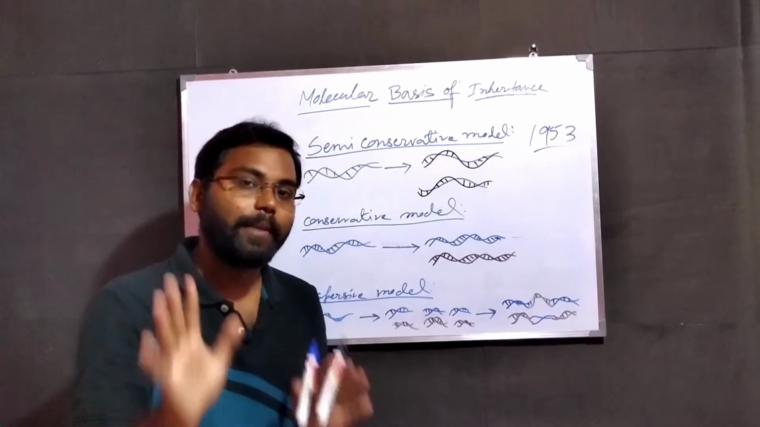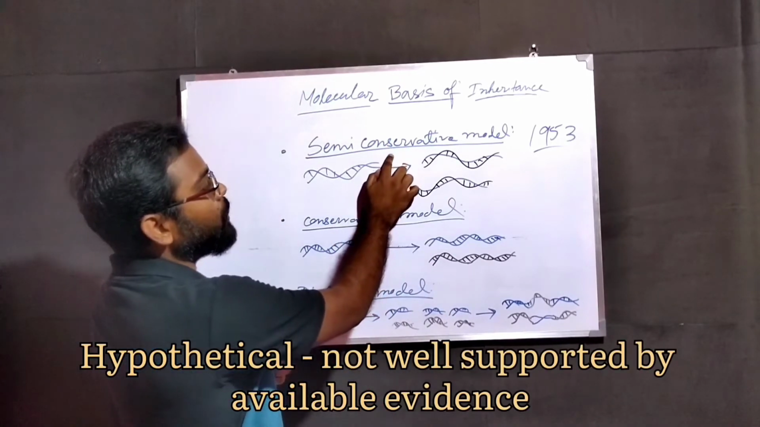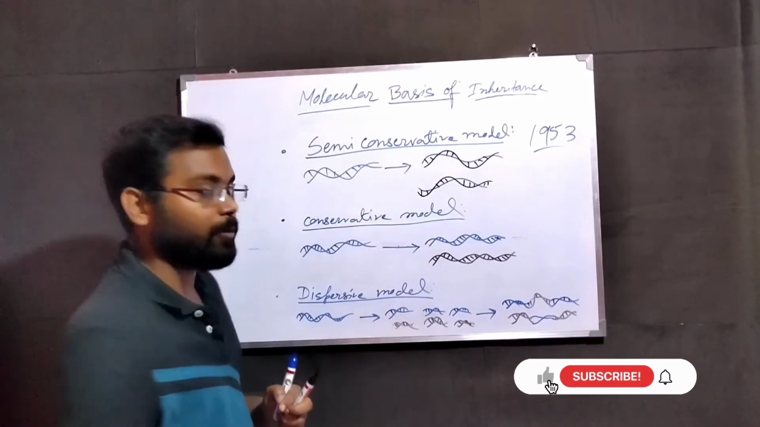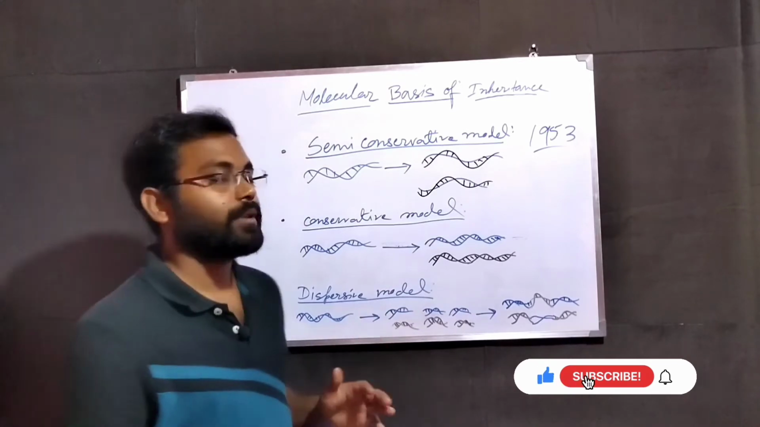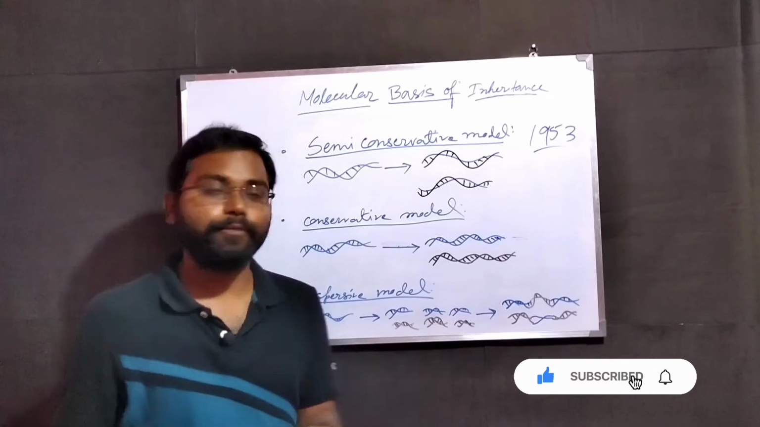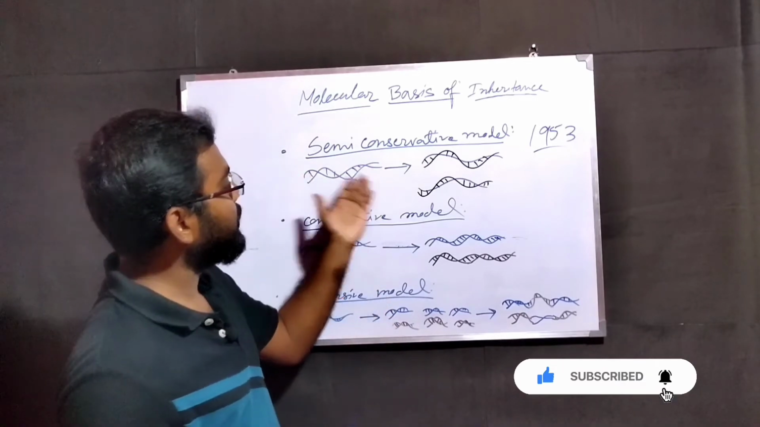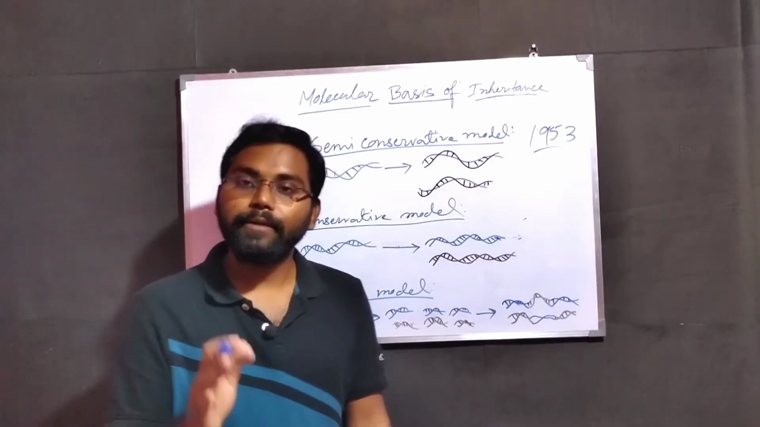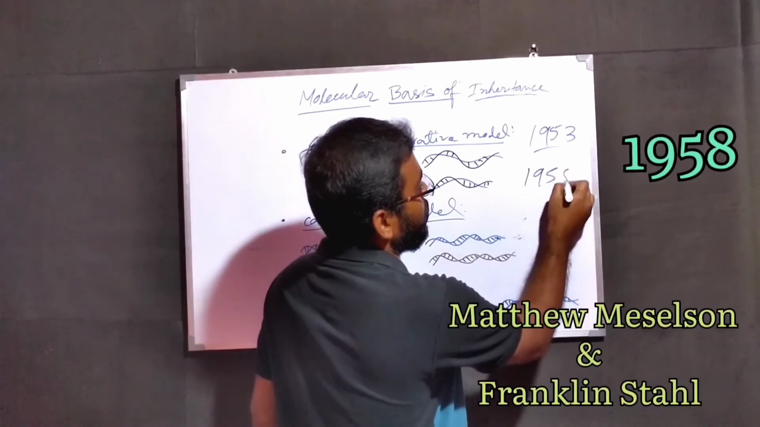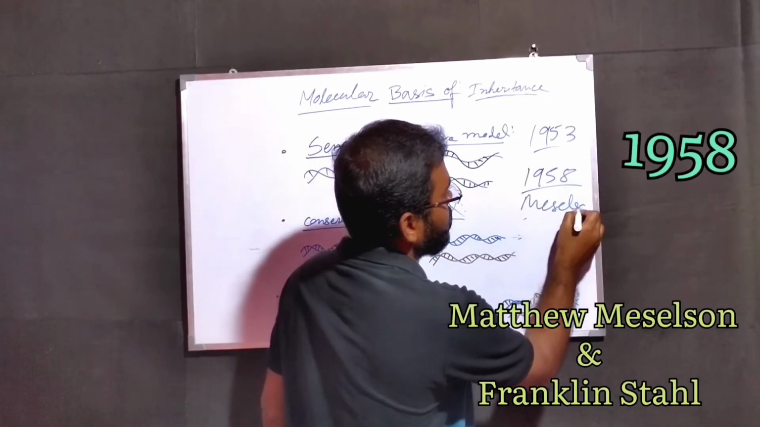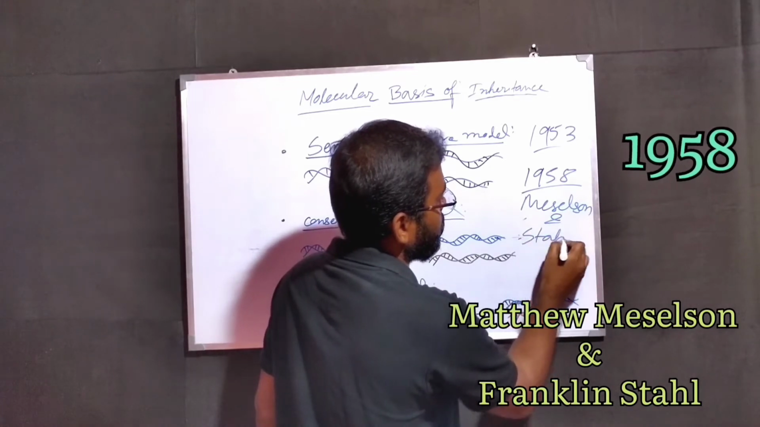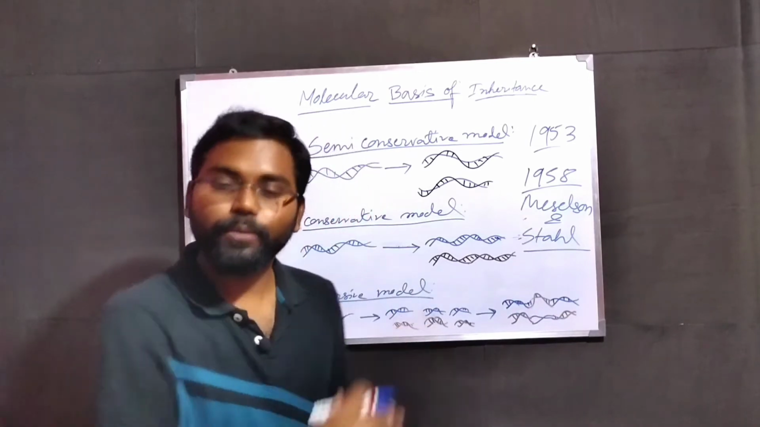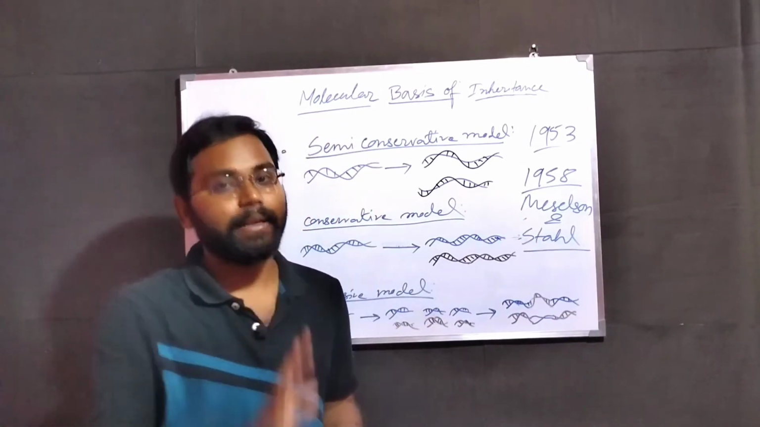All of them were hypotheses. This semi-conservative model was proposed by Watson and Crick, and the conservative and dispersive models were proposed by other scientists. At that time, most of the scientists believed that the two strands of a DNA could not be separated. In 1958, Meselson and Stahl designed an experiment to know the actual model of DNA replication.